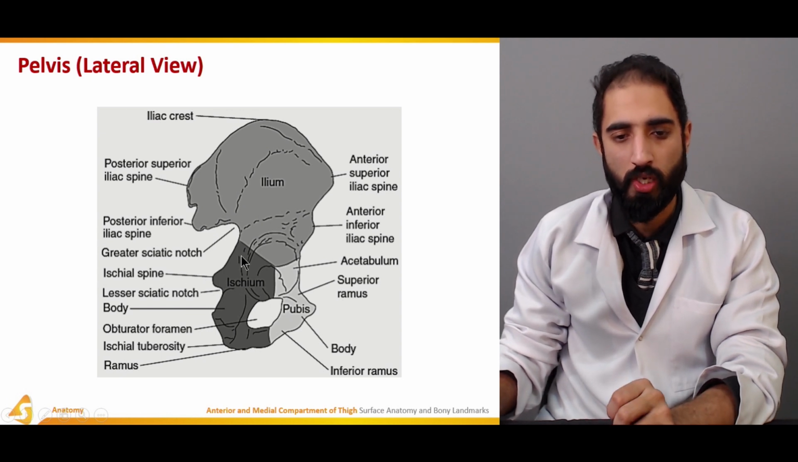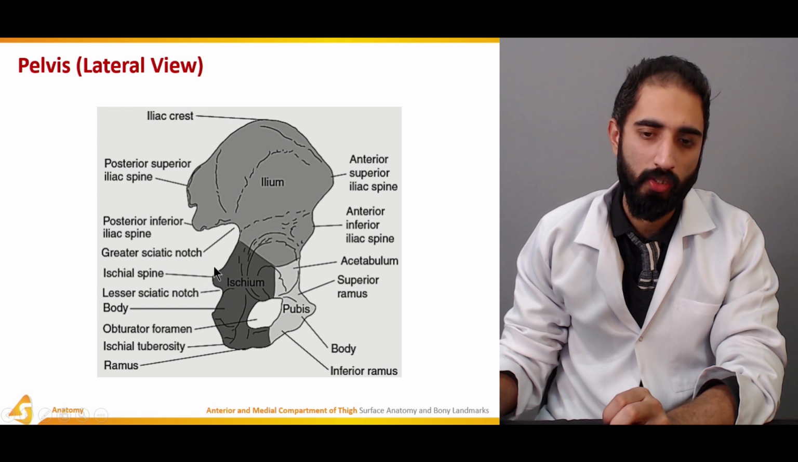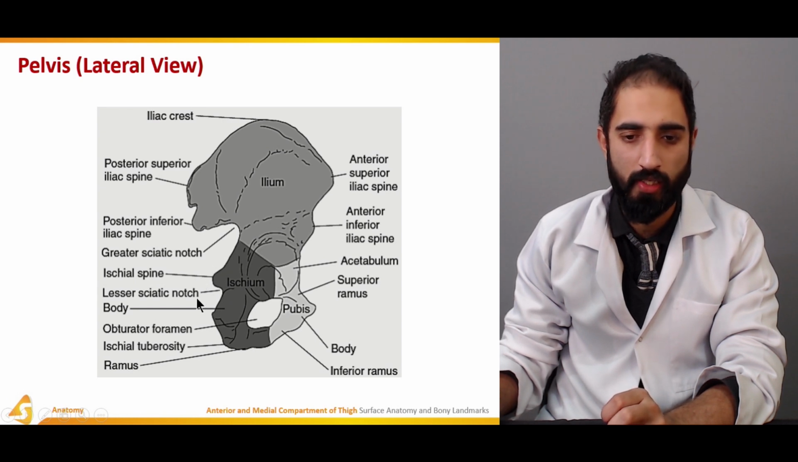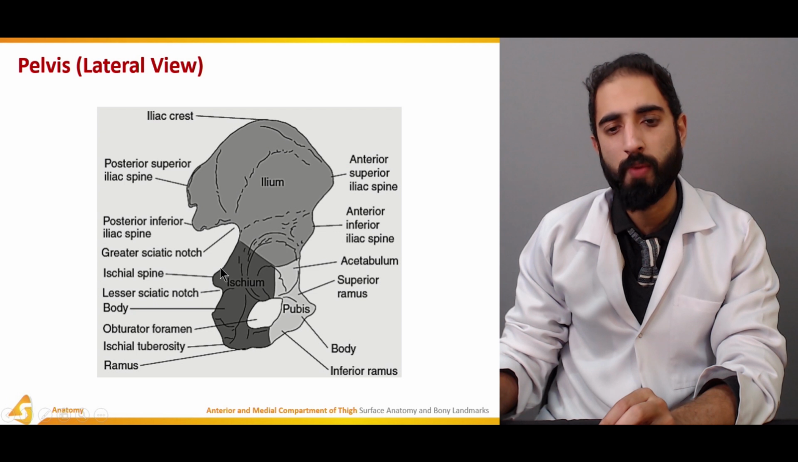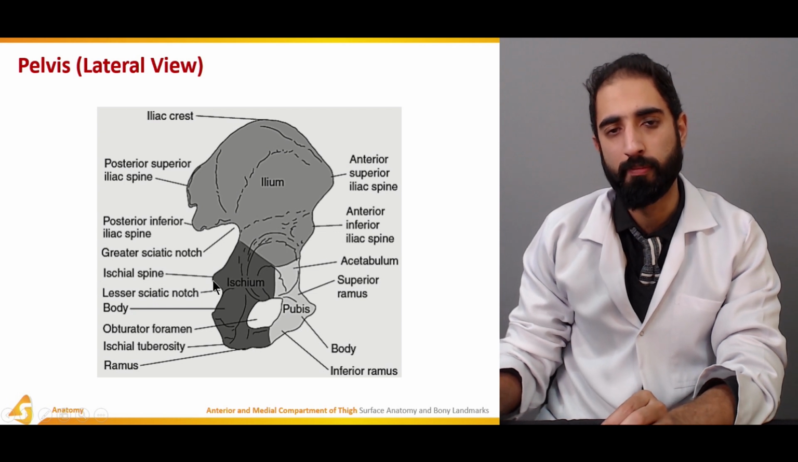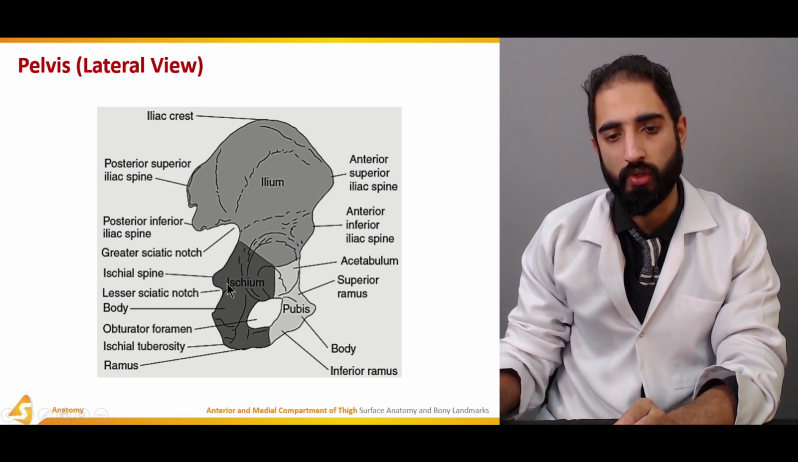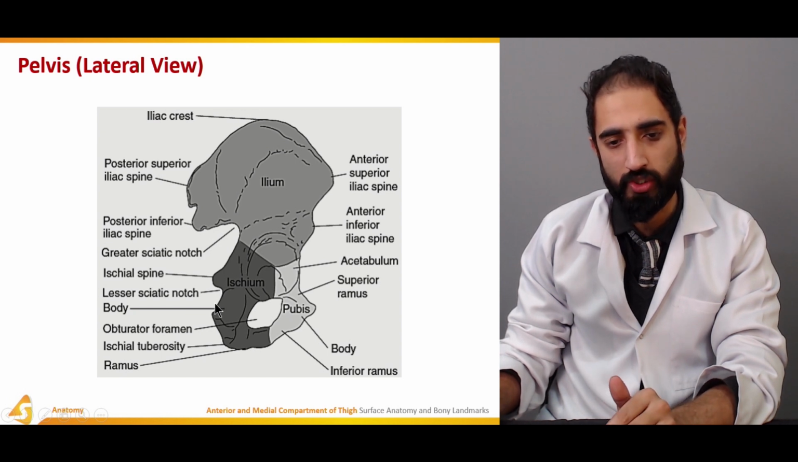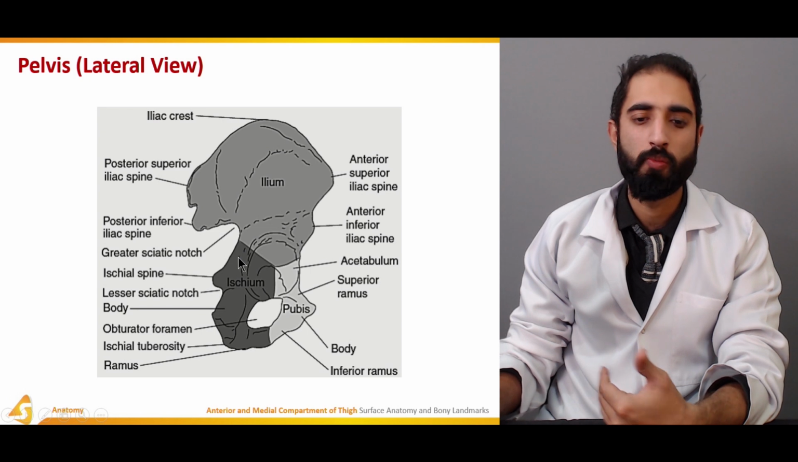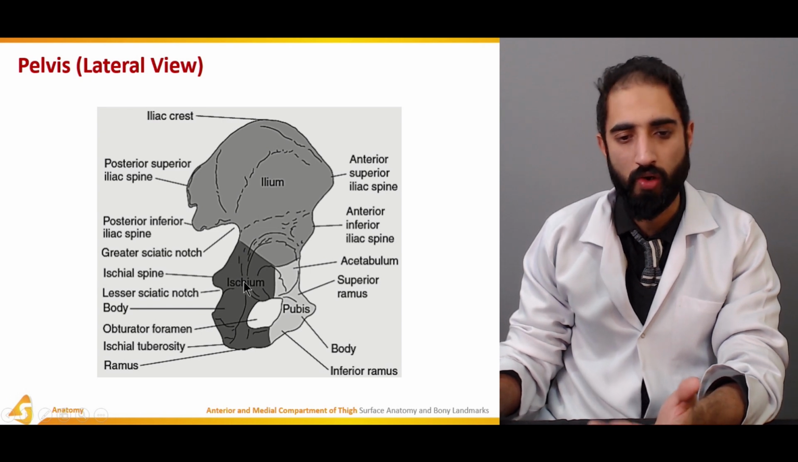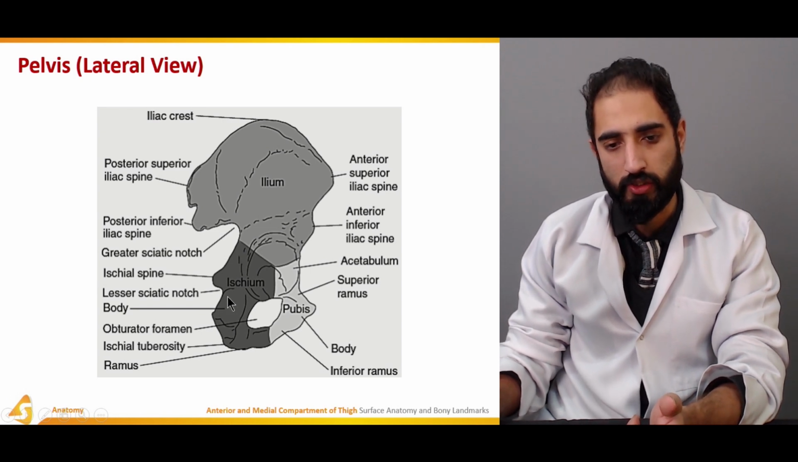So moving on to ischium, we can see that we have the ischial spine, and just beneath it we have the lesser sciatic notch. So the ischial spine is actually that bony landmark which demarcates the greater sciatic notch and the lesser sciatic notch. So the notch superior to the ischial spine is the greater sciatic notch, and inferior to it is the lesser sciatic notch.